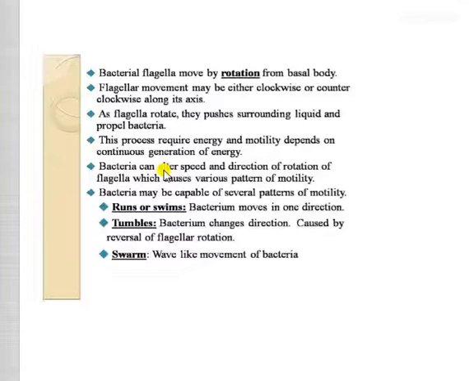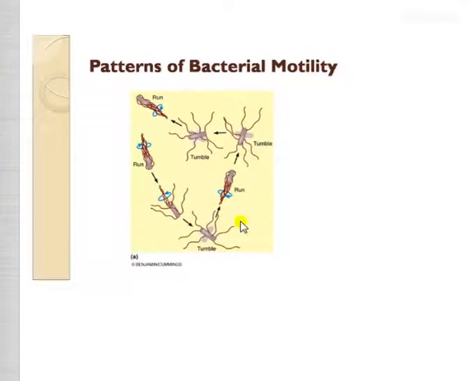Okay, so based on the movement of bacteria, when the bacteria move from one place to another place in one direction, it is called a run, and when the bacteria change their direction, it is called a tumble.